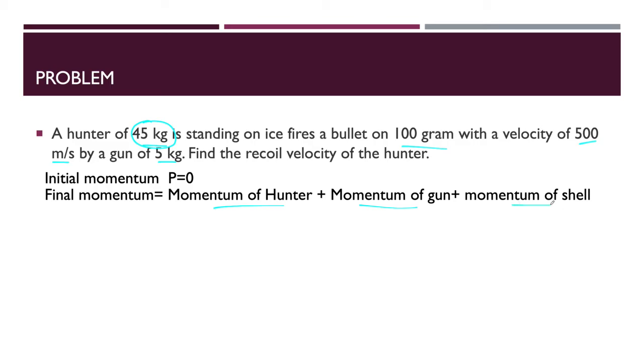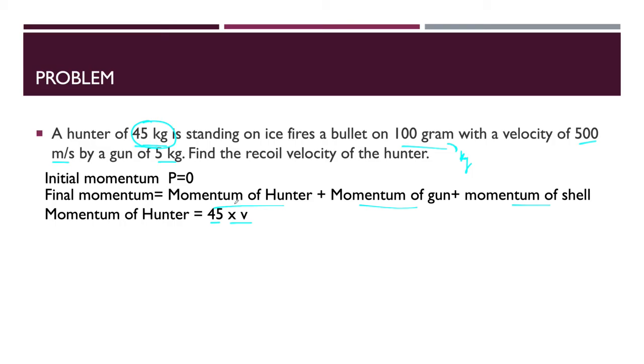And what will be the momentum of the shell? That will be 100 gram, and we have to convert the gram into kg. Now let us see the momentum of the hunter. That is 45 V, because the mass is 45 kg, so mass times velocity, m into V. So m means 45 and V is the velocity. The hunter and the gun both will have the same velocity after the firing is done.